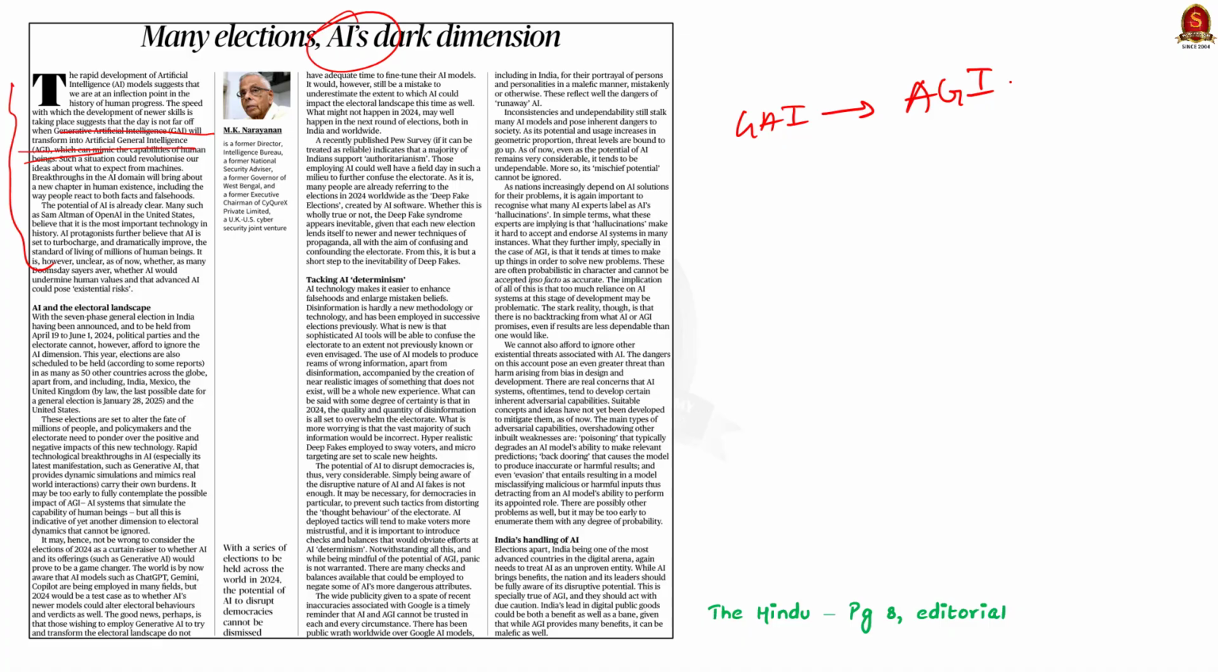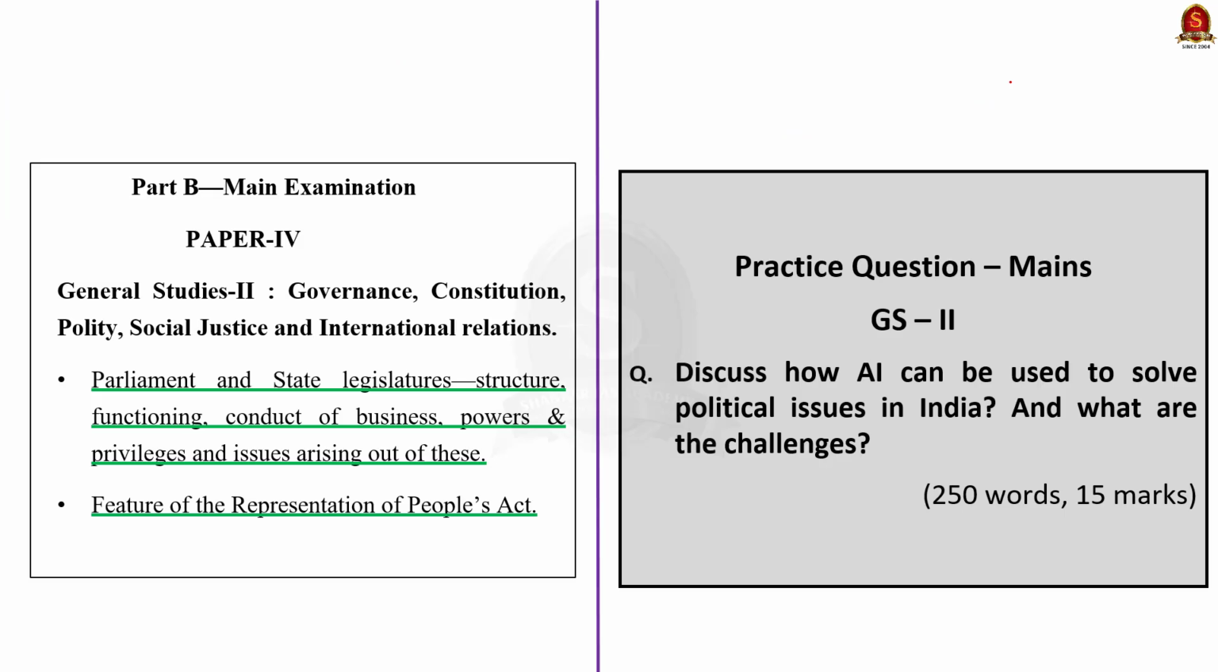Now, before getting into the discussion, let us look into the syllabus. See, this topic will come in GS2 under Parliament and State Legislatures, Structure, Functioning, Conduct of Business, Powers and Privileges, and issues arising out of these, Features of Representation of People's Act. So this is about the syllabus. Now first, we will look at the question.